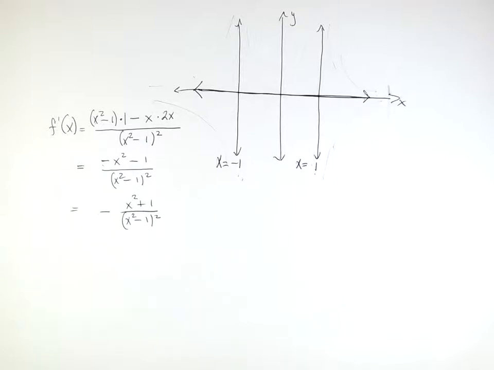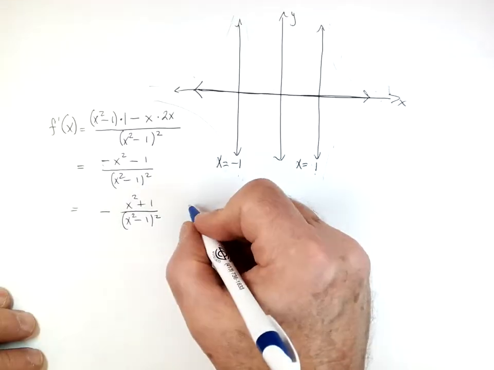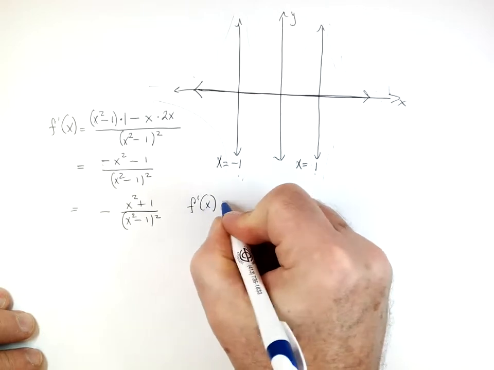Okay, how are we doing? So you factored out a -1? Yes, I did. I factored out a -1. Now, we want to know where this is positive, negative, and 0. Let's do it. First derivative, positive.